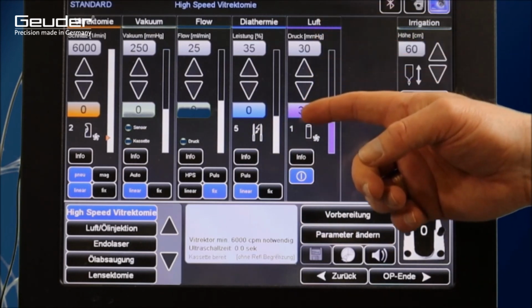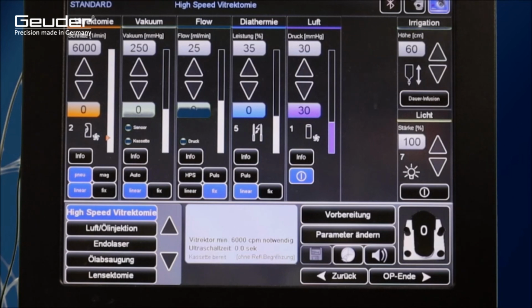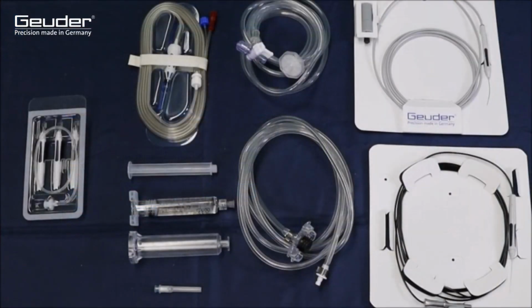The diathermy and air modules are also active. The air function should always be switched on during interventions in the posterior segment of the eye. The medium to be introduced into the eye, BSS or air, must be selected by the user via the orientation of the three-way valve. The equipment accessories for performing rear segment interventions are now arranged on the instrument table.